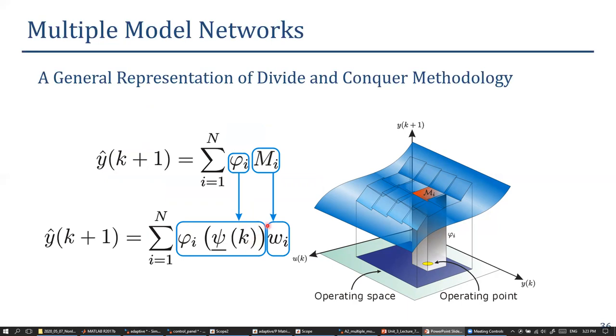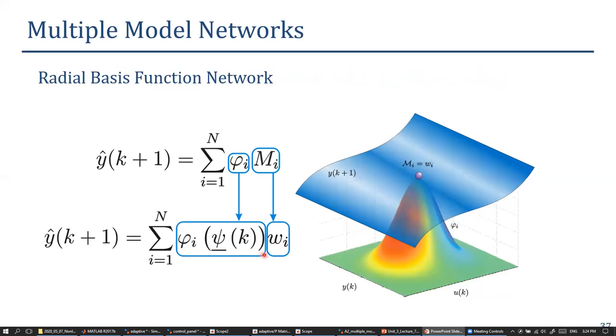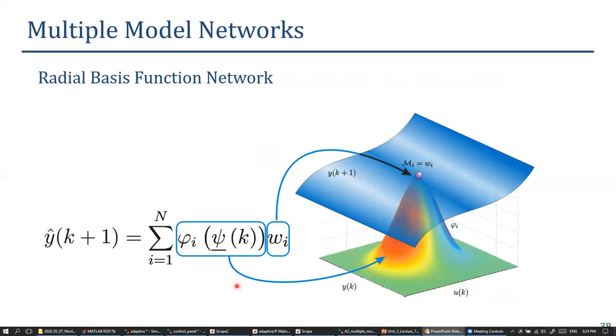One of the possible local models, the simplest one, could be just a number, just a weight. And one possible selection of a validity function can be, for example, the radial basis function, as we have seen in many lectures before. In this case, the local model network would basically be a radial basis function neural network. So what I'm trying to say here is that the local model network can also be seen as a radial basis function neural network.